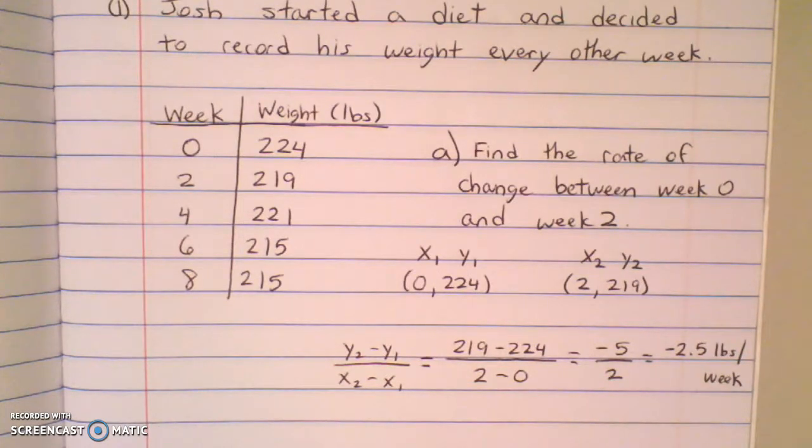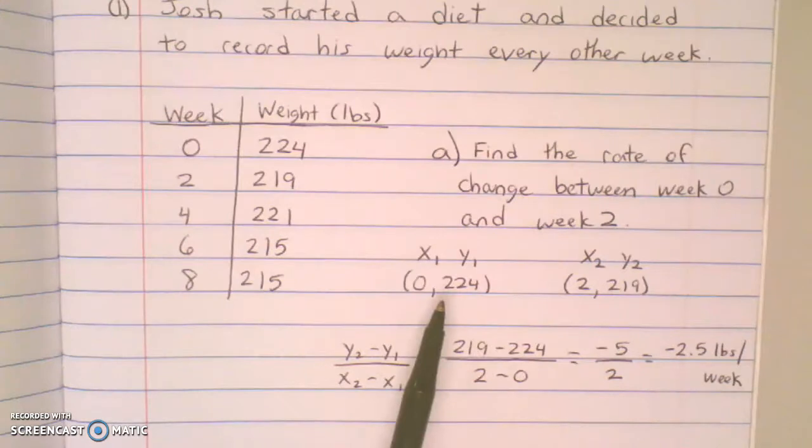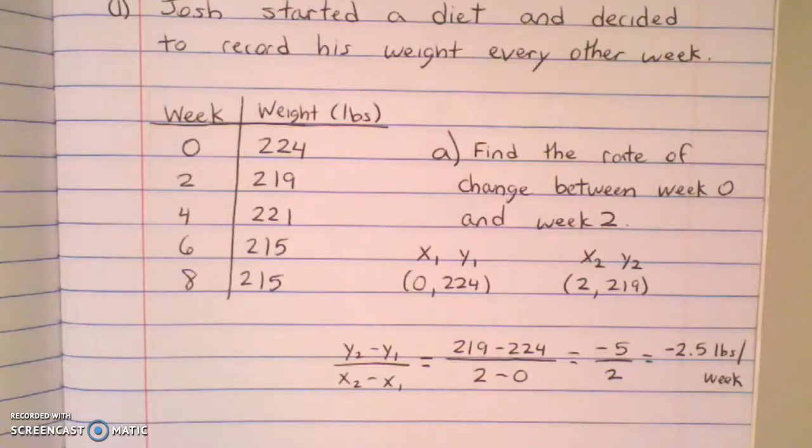So I could ask you to find the rate of change between any points on the table, and you would do the same formula. You would list the coordinates, and then just find the rate of change between those two values. If I asked, for example, to find the rate of change between week 4 and week 8, then you would use week 4 and week 8's numbers and just do the rate of change between those. So for the first 2 weeks, Josh was losing pounds.